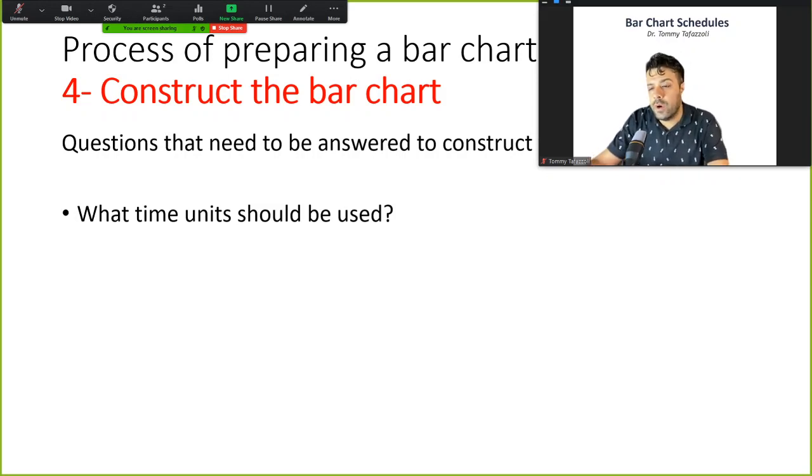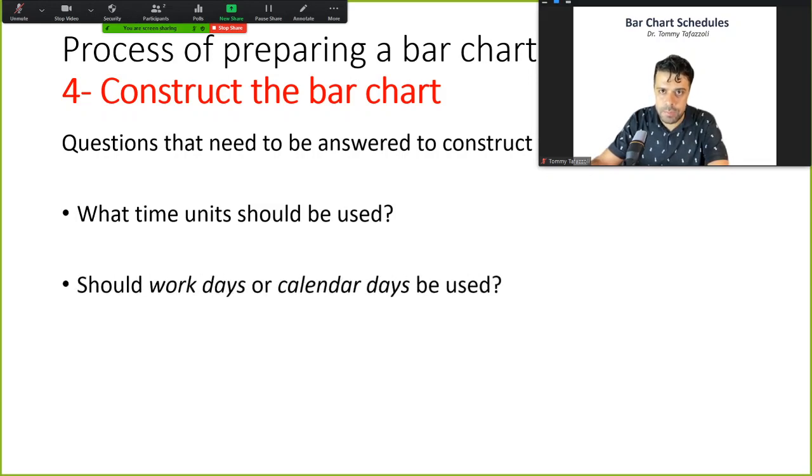First one is what time units you are going to use. Are you going to use hours or days? Okay, so that is important. Should work days be used or calendar days be used? Yeah, the type of days could also be different. Are we doing a 5-day week calendar or a 6-day week calendar? Based on that, your bar chart will be different.